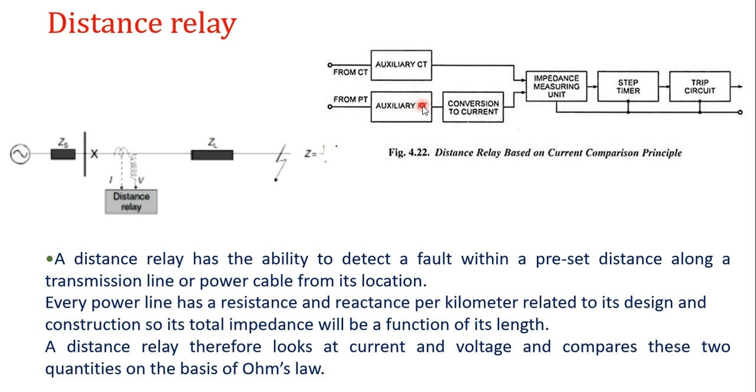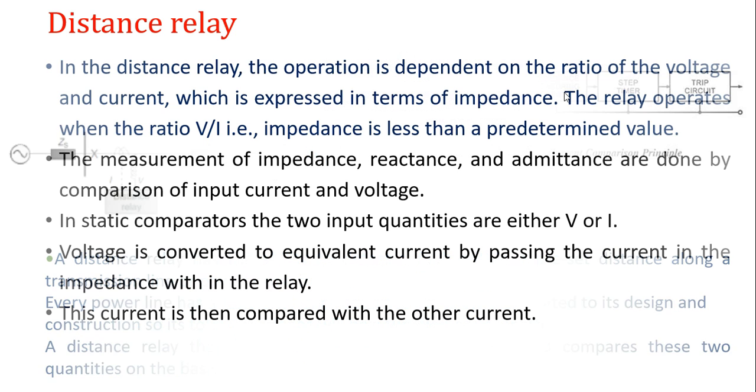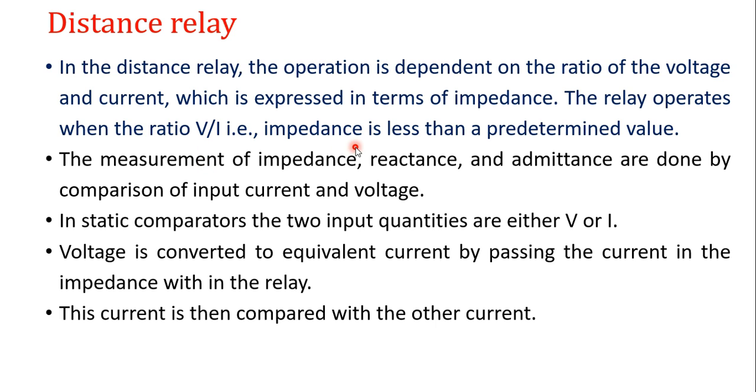So a distance relay usually measures the impedance of the system. It looks at both voltage and current and compares these two quantities based on Ohm's law. E by I gives the impedance value. So the impedance value is measured and compared with a predetermined value, and it can be done by measuring impedance, reactance or admittance. In static comparators, there are two input quantities, either V or I.